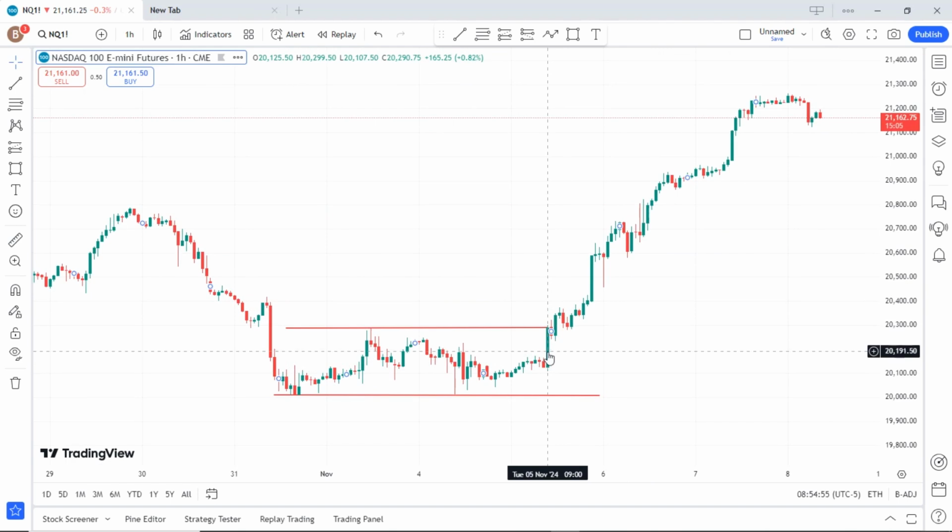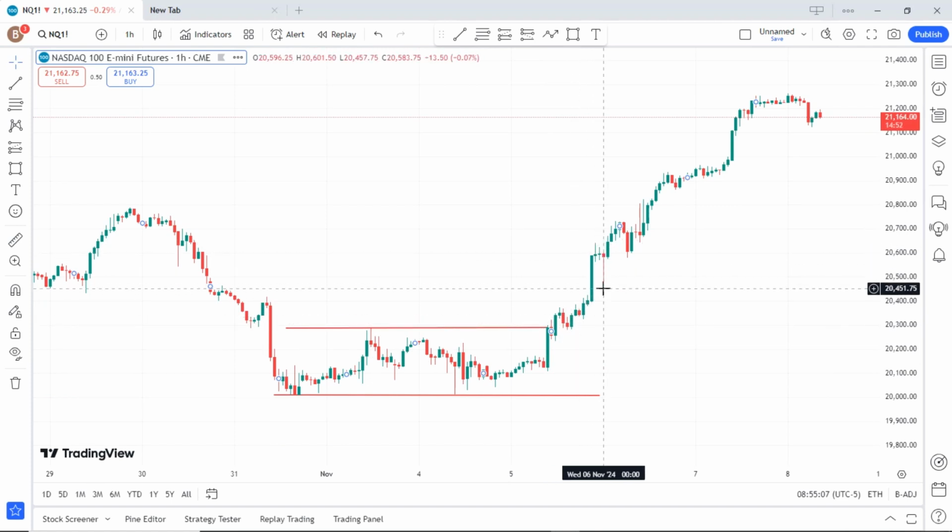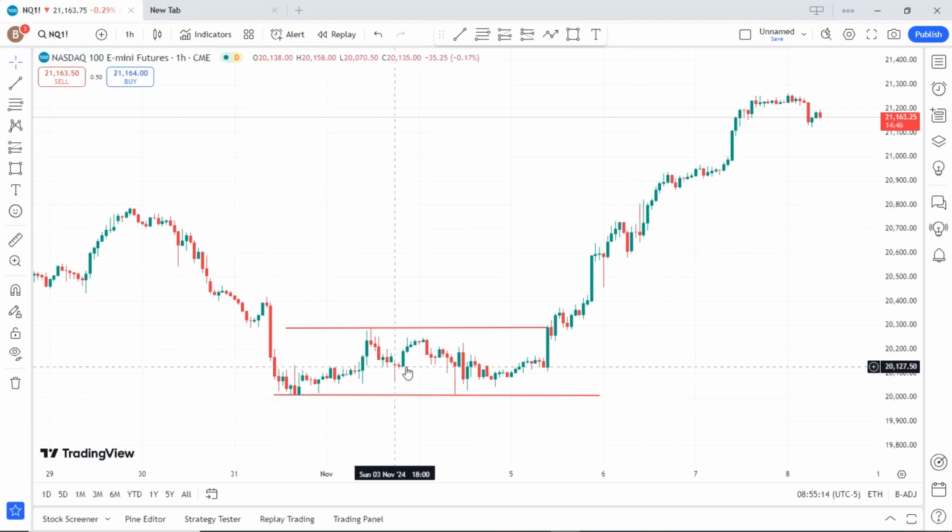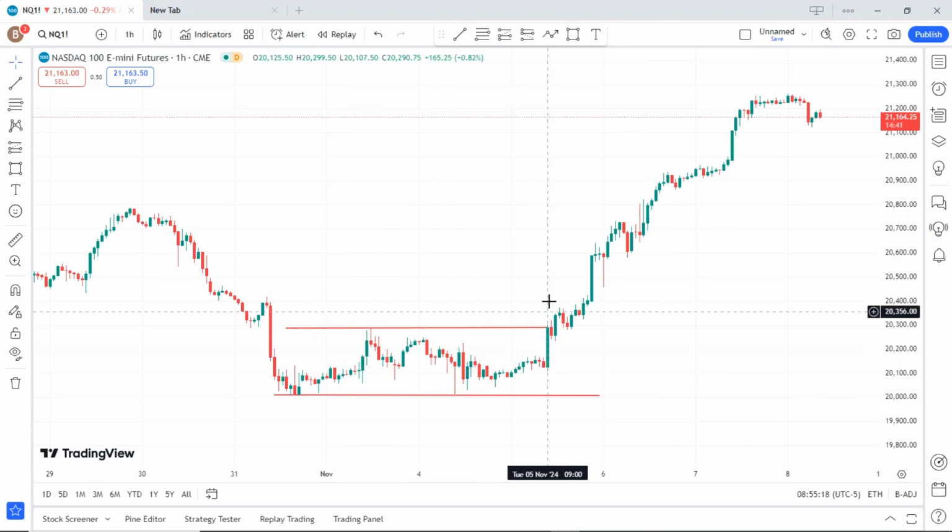Look at the displacement out of that range. The displacement out of that range, slight retracement, more displacement out, more retracement, more expansion upwards. So this is a typical example of a consolidation event, and with that, this is a typical example of an expansion event. They expanded out, retraced.